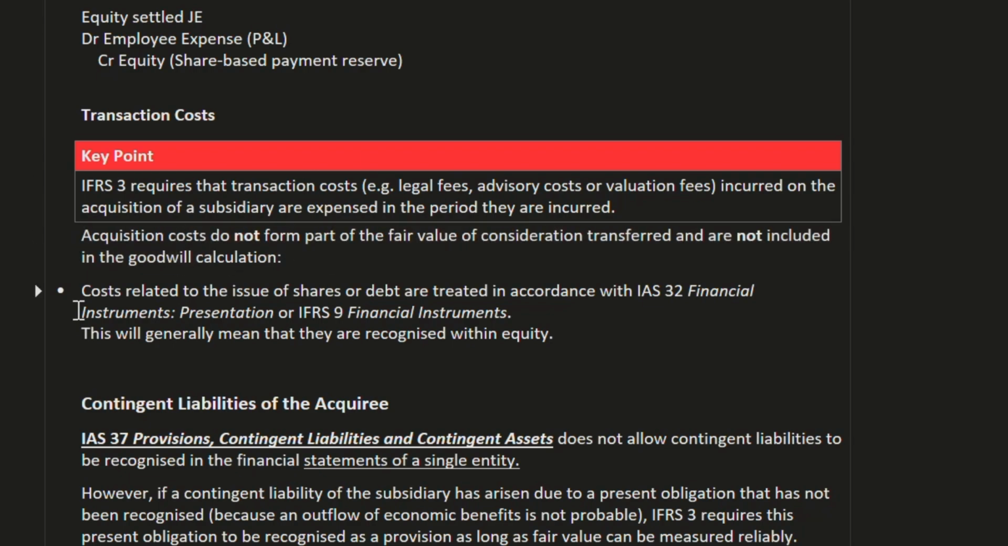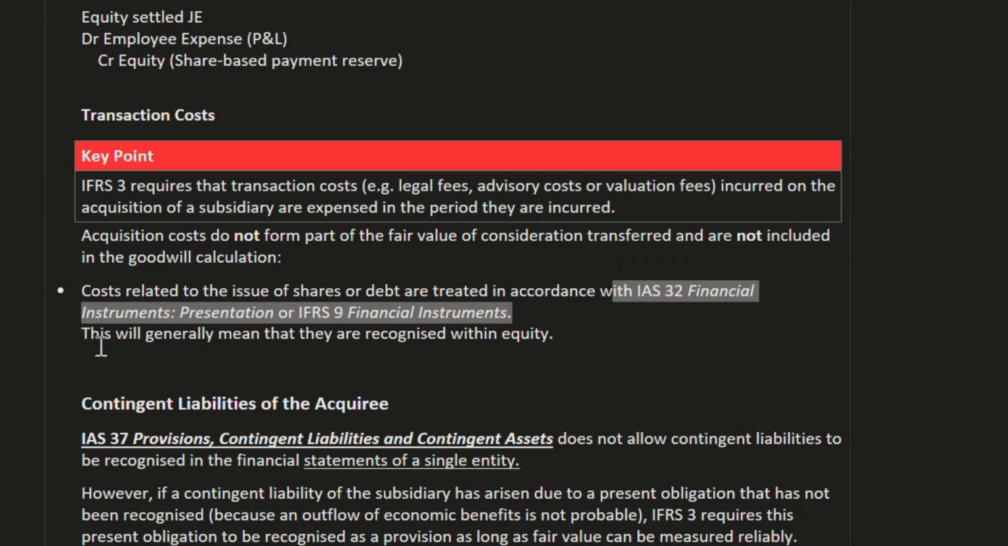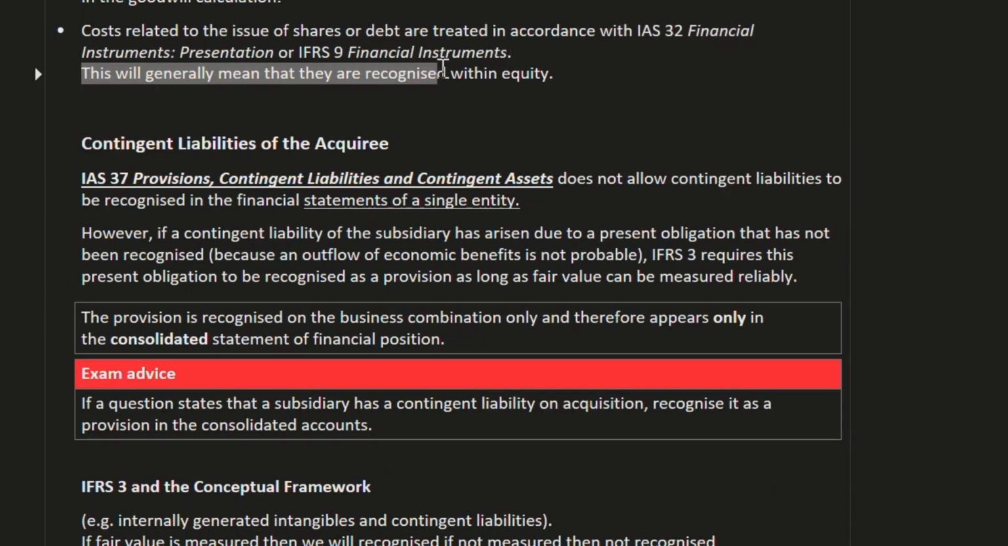It will be expensed. Costs related to the issue of share or debt are treated in accordance with IAS 32 Financial Instruments: Presentation or IFRS 9 Financial Instruments. Once we study these standards, we will see the treatment. This will generally mean that they are recognized within equity. So we recognize all this within equity. We will see that, no problem.